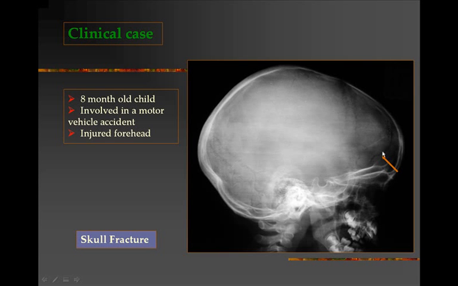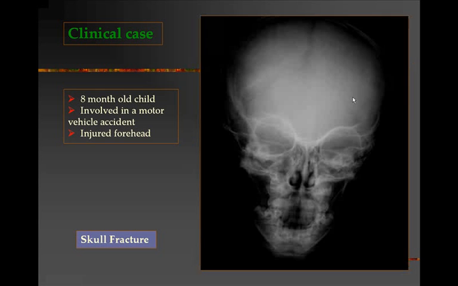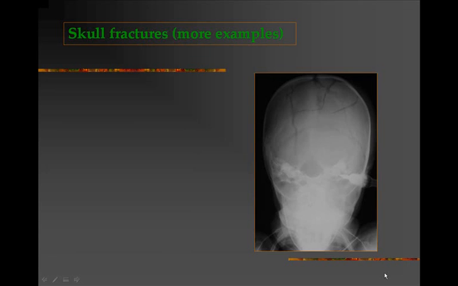Fracture lines running across the skull are different than standard suture lines in their shape, size, and location. An AP view of the same child shows the fracture line running across here. Let us look at some more examples of skull fractures.